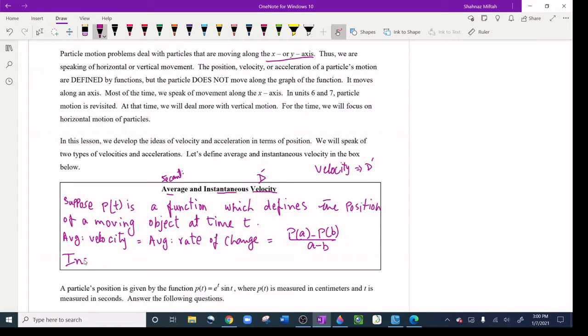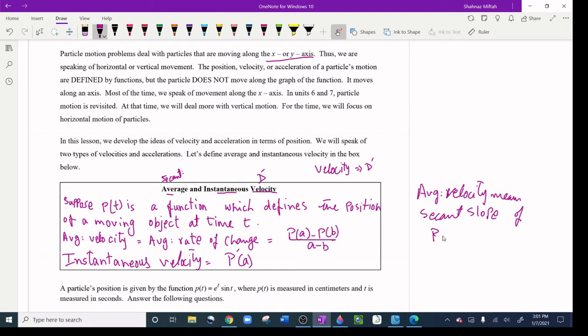Now, instantaneous velocity, and I said the word instantaneous is always a derivative, so it's going to be p prime, like instantaneous velocity of the position. So remember the wording, average velocity means a secant slope of position, p of t. So that's why we have p of a minus p of b.